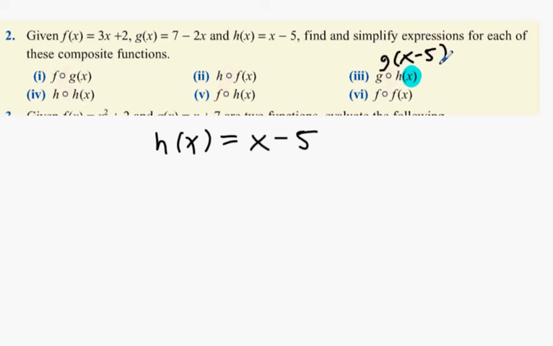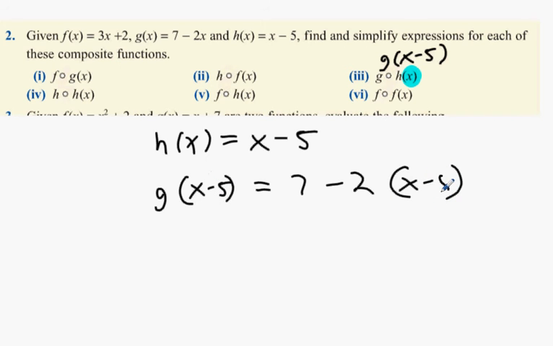The input is now x minus 5 for g. So you go to g, and instead of doing g of x, you now have to do g of what? g of x minus 5. Everybody right with that? Yes.